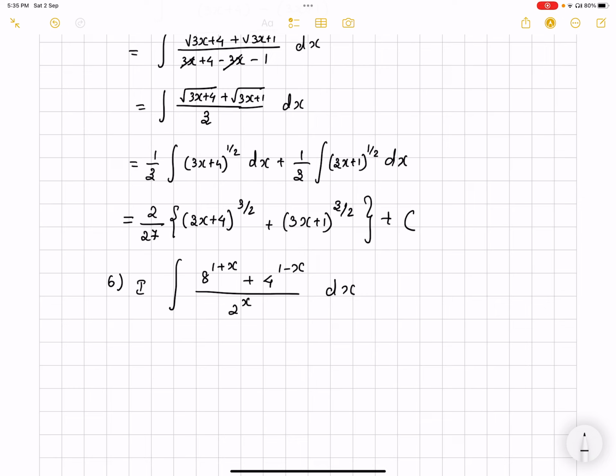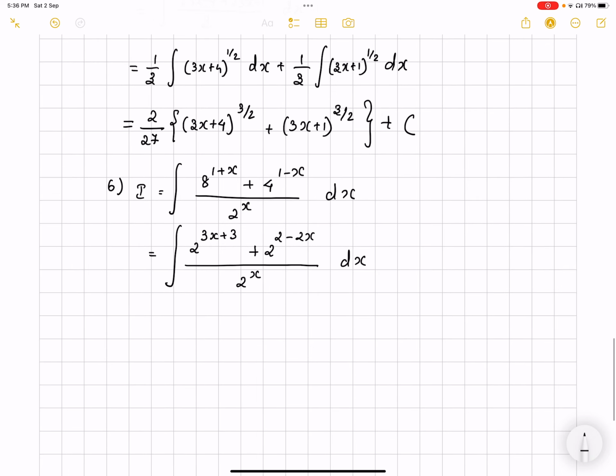Now let me consider this to be equal to I. And now here I have 8. 8 is nothing but 2 cubed. So I'm going to write 2 to the power 3 plus 3x, or I can write it as 3x plus 3. And then plus 4 is nothing but 2 squared. I can write it as 2 to the power 2 minus 2x, because 2 squared is getting multiplied with 1 minus x, 2 is getting multiplied. And then I have 2 to the power x, now dx.